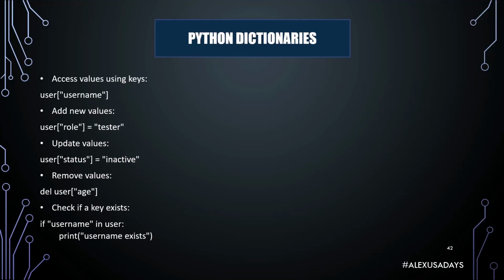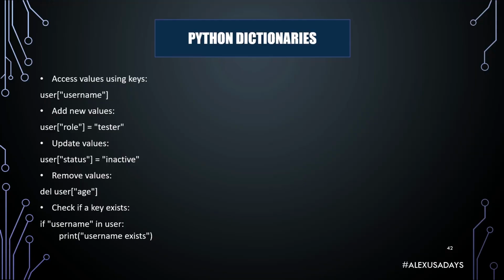To access value using keys, you provide dictionary name and then the key itself. So username would return a value stored in dictionary user on the username key. For example, that would be admin. To add a new value, you can do user key and then equals to a value. To update a value, again, you provide the dictionary name, then the key, and then the new value you want to assign to that key.